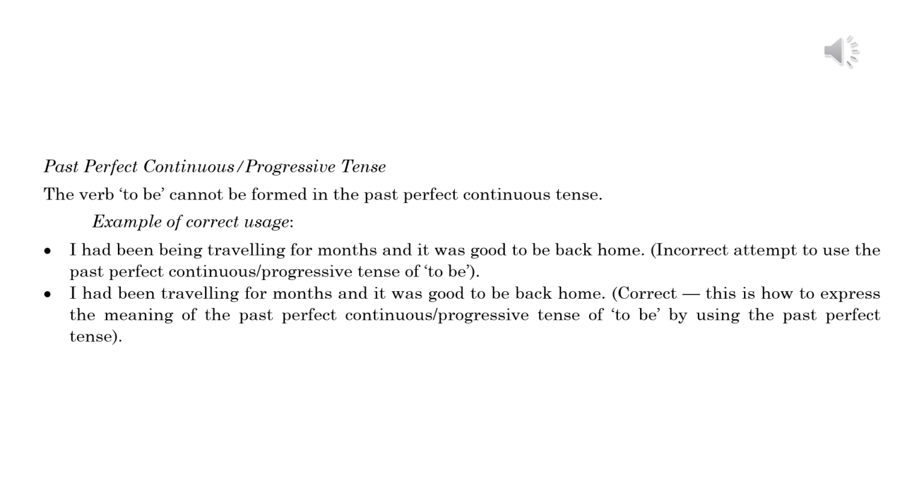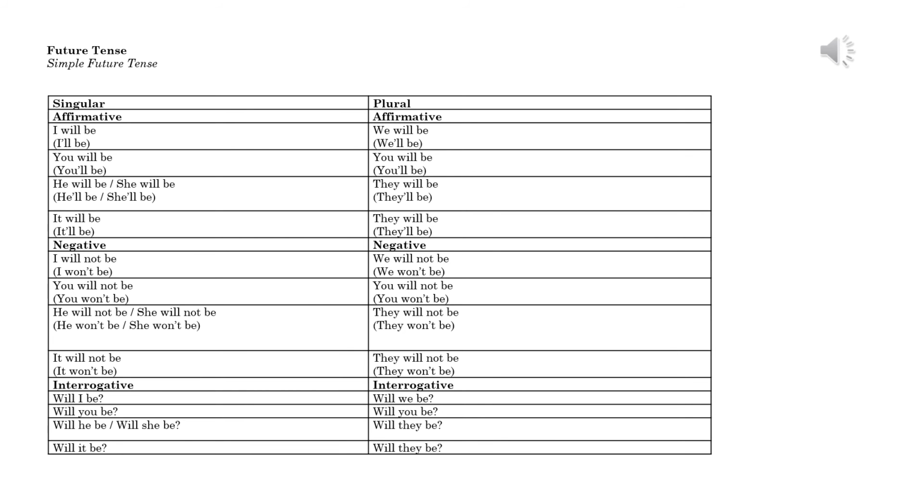Future tense. Simple future tense. Affirmative. I will be. I'll be. You will be. You'll be. He will be. She will be. He'll be. She'll be. It will be. It'll be.